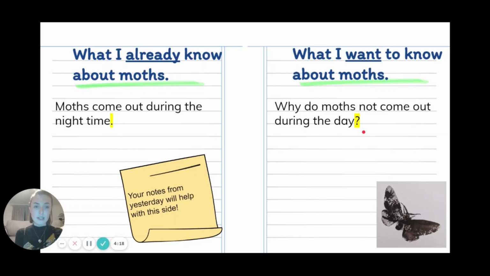So write what you already know about moths, and then what you want to know about moths in the form of a question. So using question words and question marks.